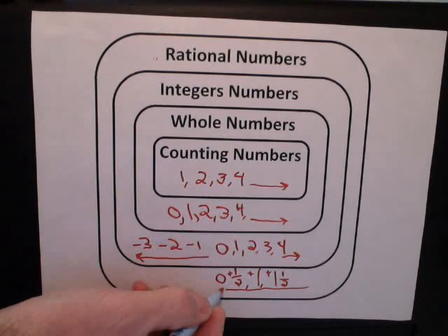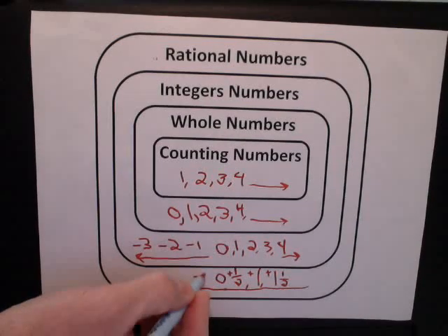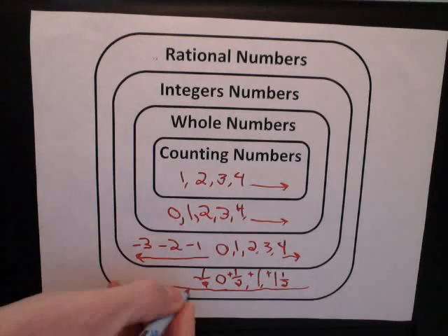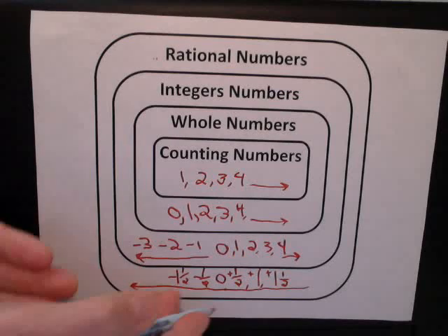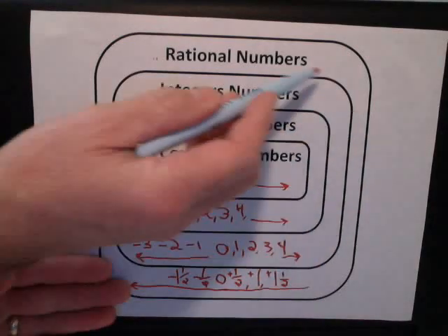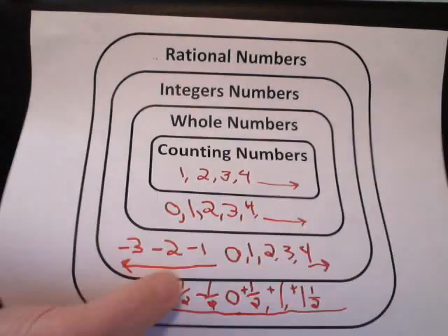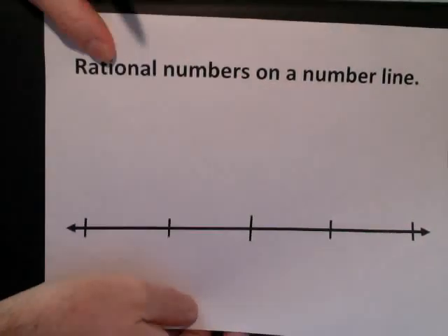And of course, if you go to the left on the number line, we know that we could have a negative half. We know that we could have a negative 1.5. We could continue. So this is what we mean by the rational numbers, and they are created through that formula I just showed you. Okay? So, now that you know what the rational numbers are, let's look at the rational numbers on a number line.